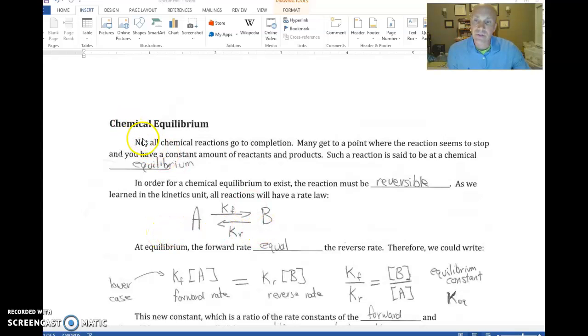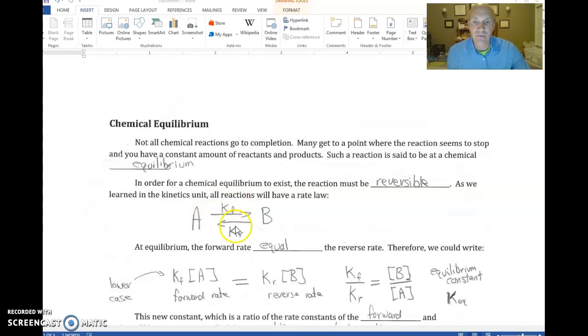I wanted to start the unit on chemical equilibrium with a little bit of review of some of the basic concepts. Hopefully you've heard of chemical equilibrium before. Essentially, in order for you to have chemical equilibrium, first of all, you need to have a reversible reaction. The way that you generally represent a reversible reaction is with two parallel arrows, one going to the right, one going to the left.